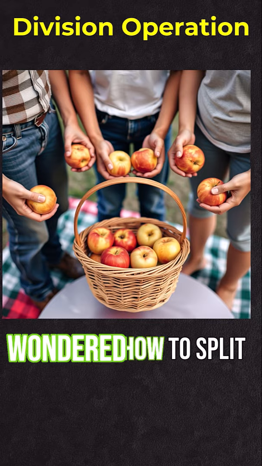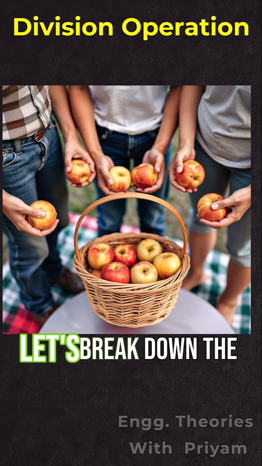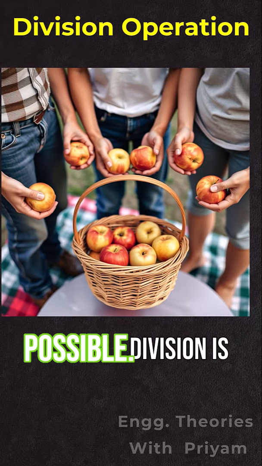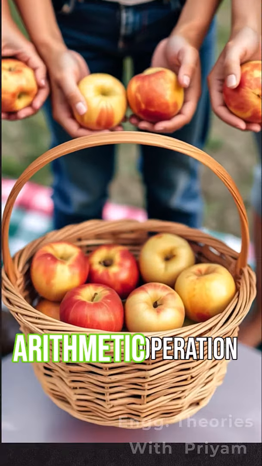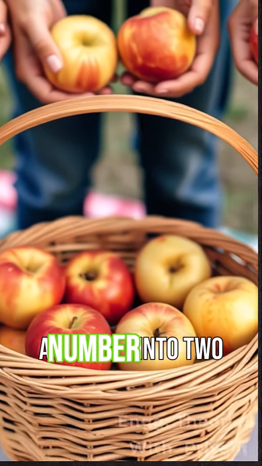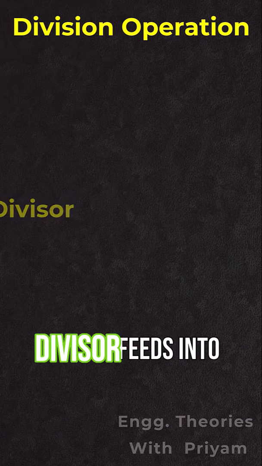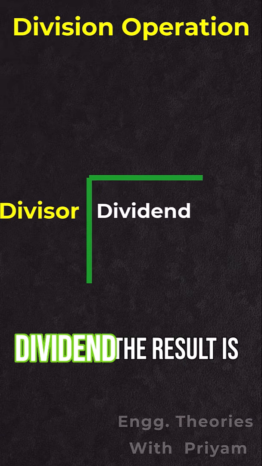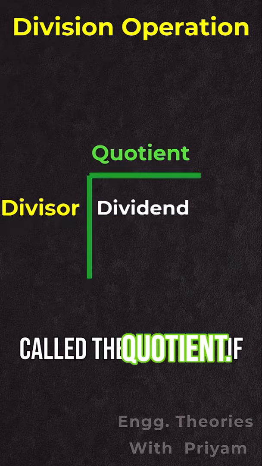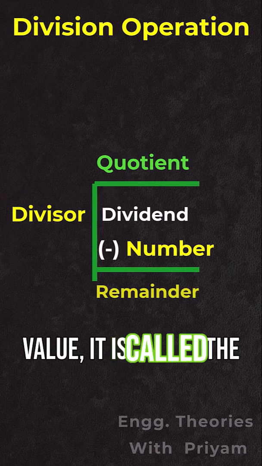Have you ever wondered how to split something perfectly? Let's break down division in the simplest way possible. Division is a fundamental arithmetic operation that involves splitting a number into equal parts. It determines how many times one number, the divisor, fits into another number, the dividend. The result is called the quotient. If there is any leftover value, it is called the remainder.